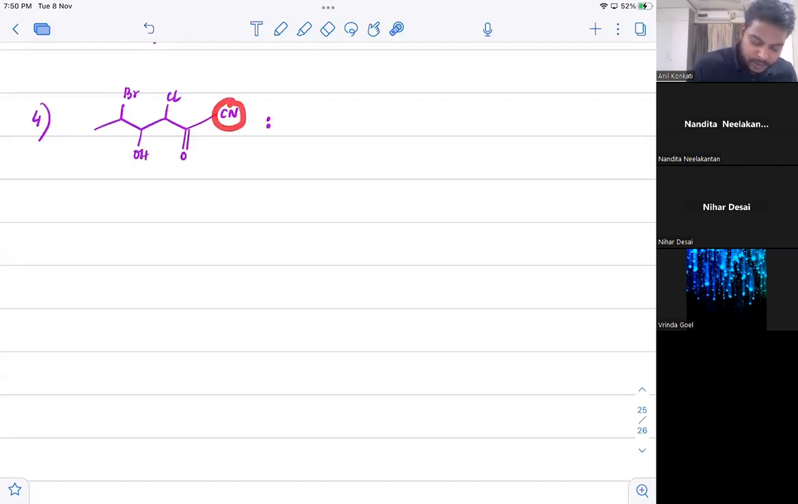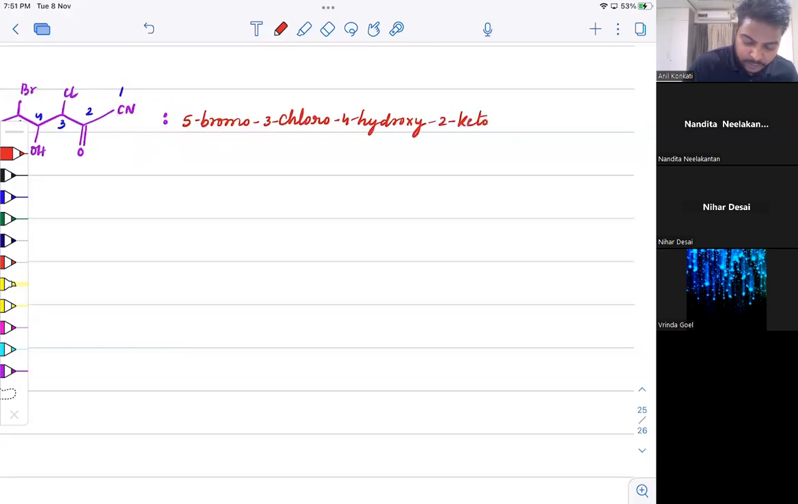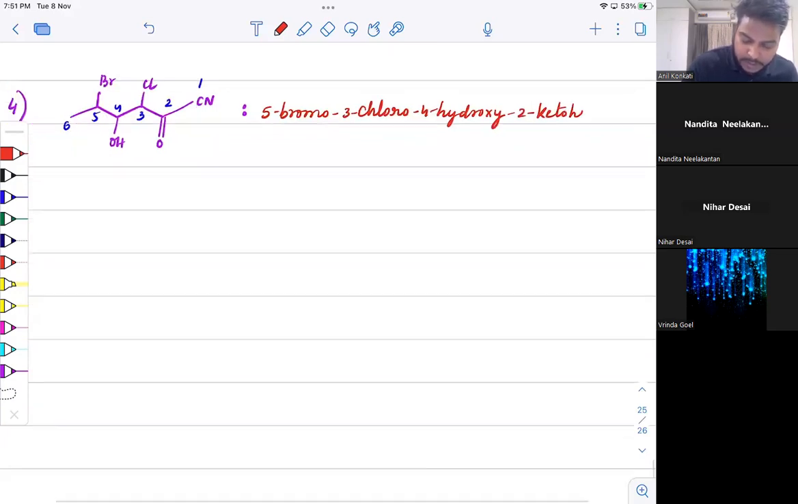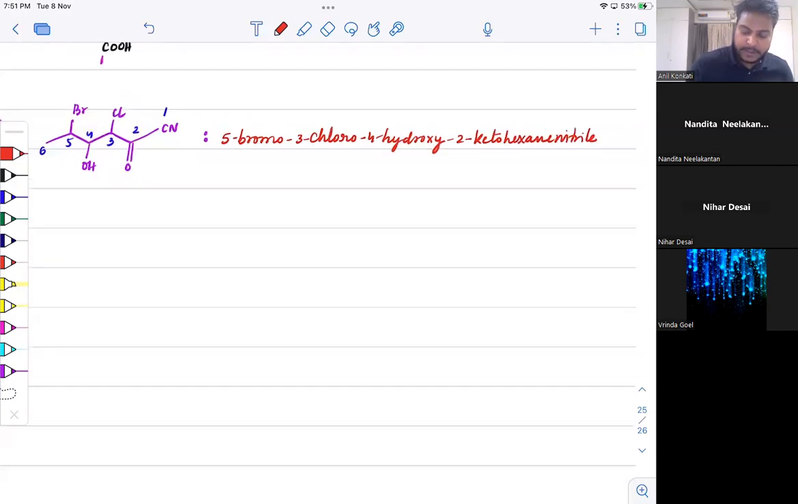Again, I'll check immediately here. There is cyanide, there is keto, hydroxy, and these are anyway not functional groups only. So between that, cyanide is the most favorable one. So 1, 2, 3, 4, 5, 6. And by alphabetical order, bromine comes first. So 5-bromo. And then chlorine comes next. So 3-chloro. Then hydroxy comes next. So 4-hydroxy. Then 2-keto. This is hexane nitrile. This is the complete hexanenitrile.